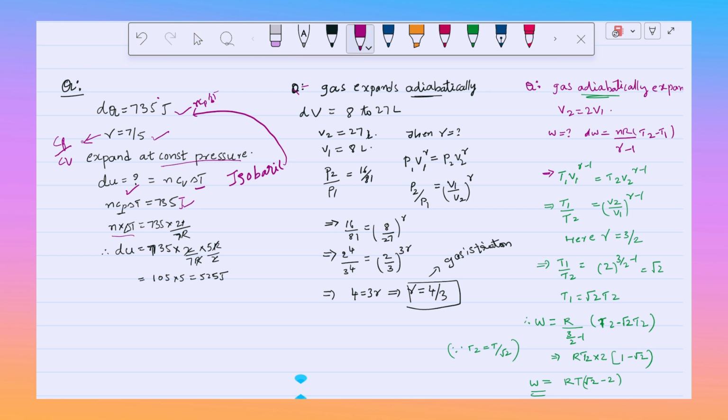So from this, find out n delta T. Cp is equal to here 7R by 2, we know, so n delta T is equal to 735 into 2 by 7R. Now nCV delta T I want, dU is equal to nCV delta T. So substitute the n delta T value, this n delta T value, into Cv. Cv is equal to 5R by 2 for diatomic. Here it is given diatomic.